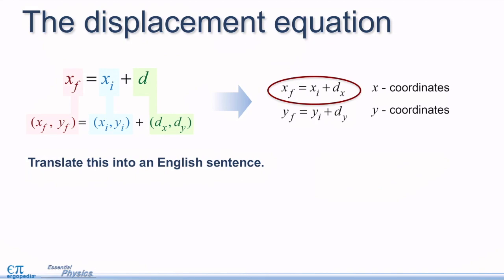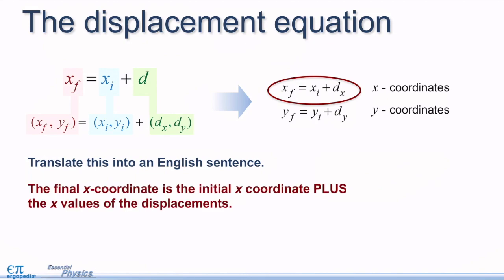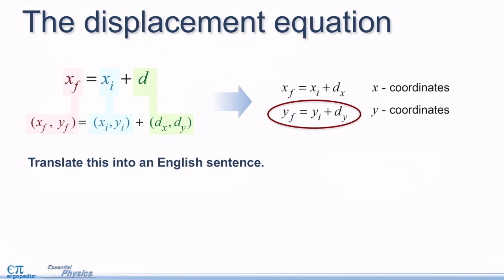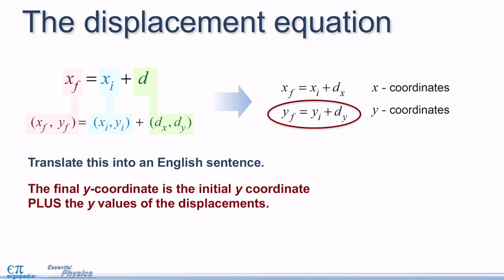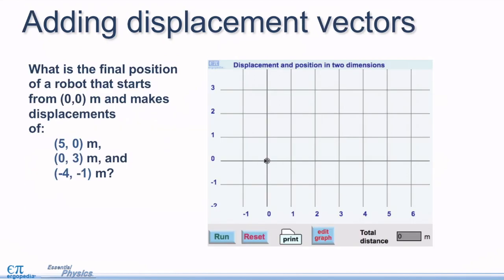So if we translate this into a sentence for our first equation, we have the final x coordinate, so our final position in the x direction is the initial x coordinate plus the x values of any displacements. Similarly for y, the final y coordinate is the initial y coordinate plus the y values of any displacements. So let's look at an example of that.